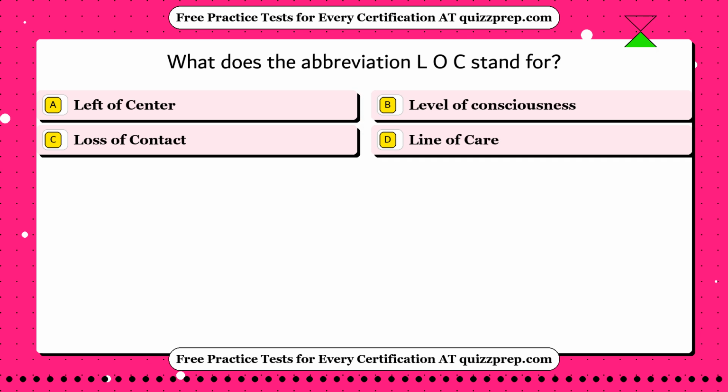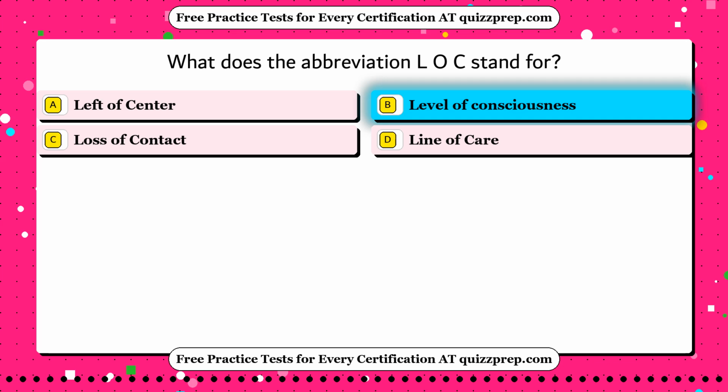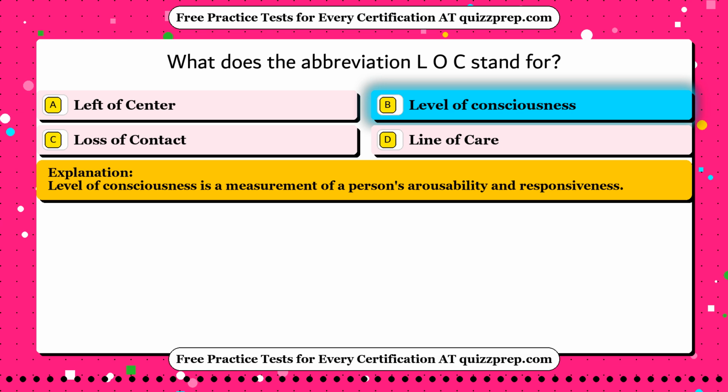Question 66. What does the abbreviation LOC stand for? Option A, left of center. Option B, level of consciousness. Option C, loss of contact. Option D, line of care. The correct answer is option B, level of consciousness. Level of consciousness is a measurement of a person's arousability and responsiveness.